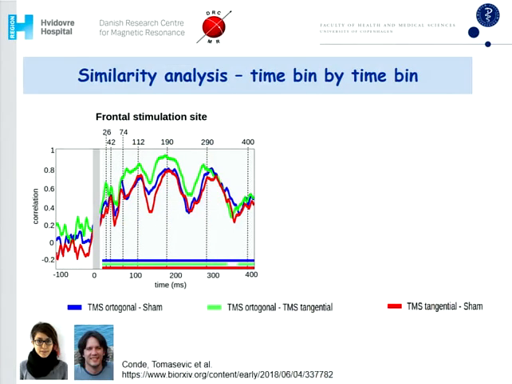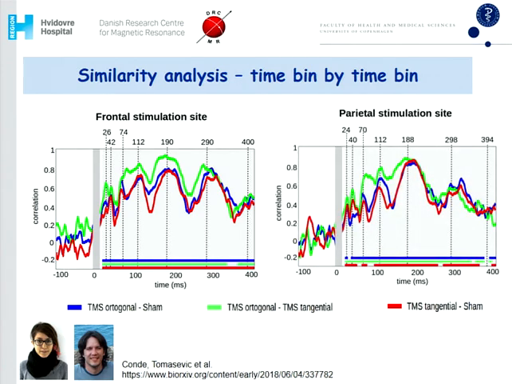When you do a point-by-point correlation, using all electrodes and looking at each time bin, you look at how they correlate in each subject from condition to condition, comparing the TMS conditions with the sham conditions. You can see the correlation rises immediately after the stimulation and reaches about 0.8 in terms of R. So it's a really strong correlation, and it follows the time pattern. This is true for the frontal and for the parietal.